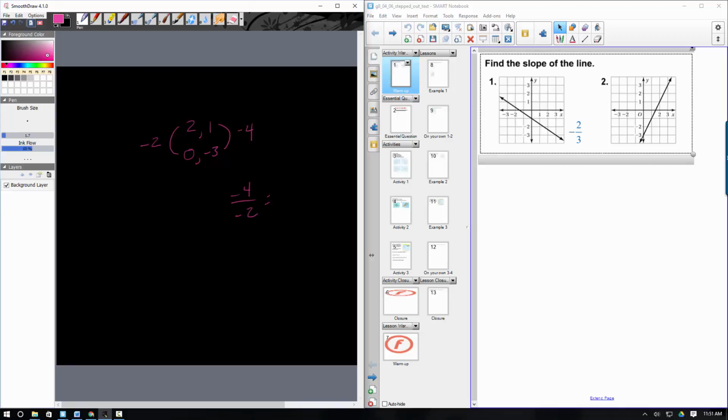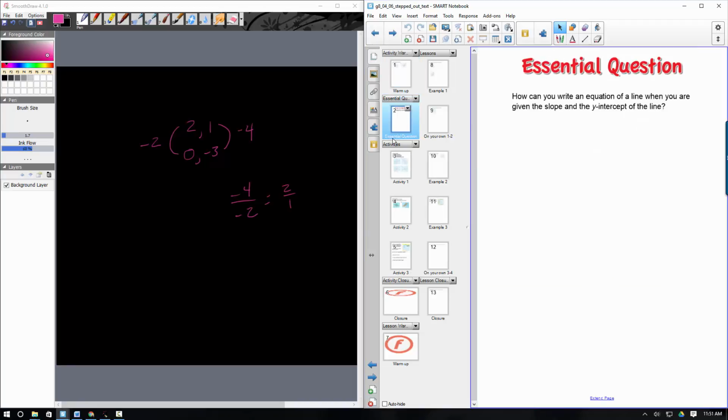Now we've learned before that a negative divided by a negative is a positive, which makes sense because look at this. From left to right, this line is going upwards. If I go from left to right, like reading a book, just like this other one was negative, going from left to right, it's going down. So that makes sense that this will be positive, and it'll be 2 over 1.